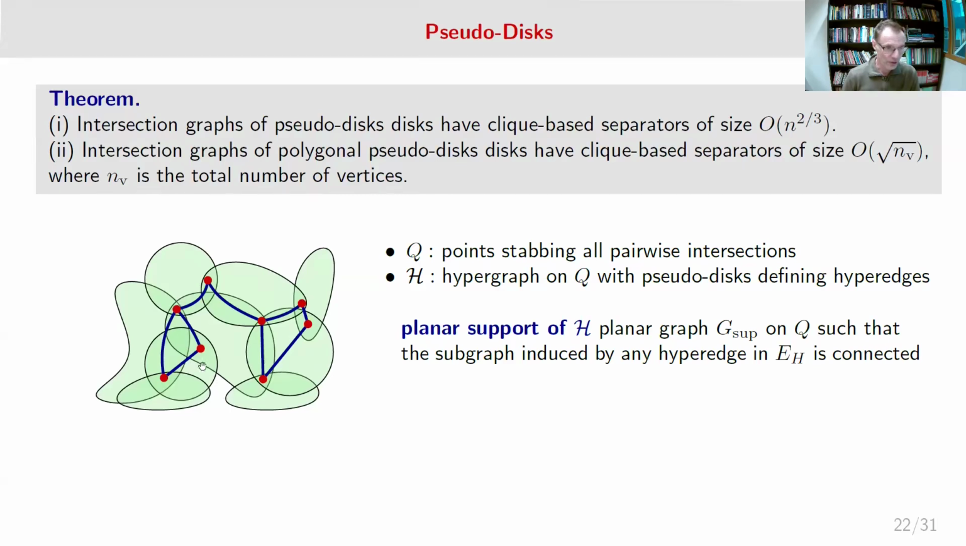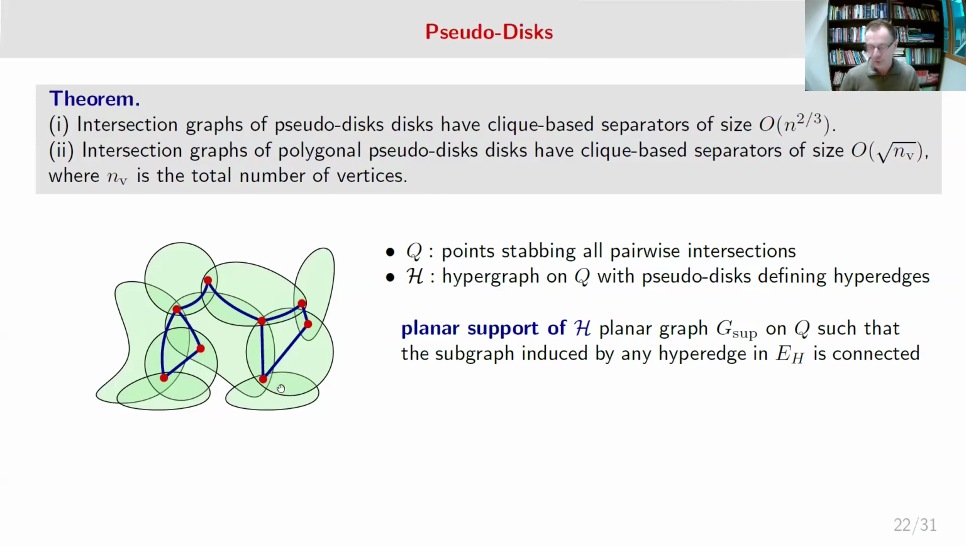If I look at this hyperedge, I have this node, this node, this node, this node. Oh, so I see I made a mistake in my planar support because that's not connected, right? I had these 2 and these 2, but there should have been an edge here as well. Otherwise, the subgraph induced by these 4 things is not connected.